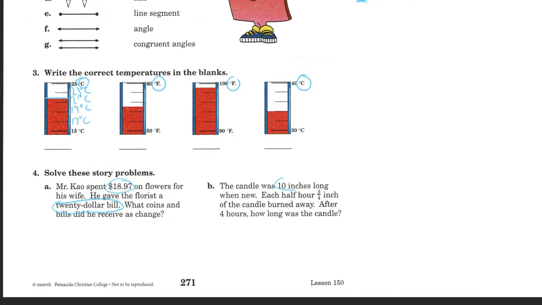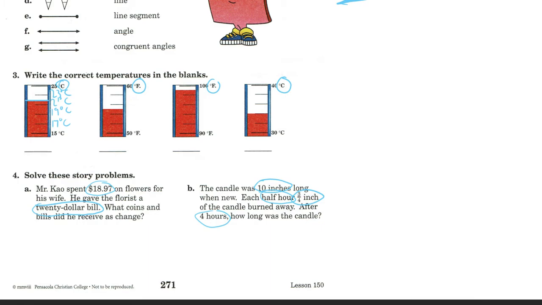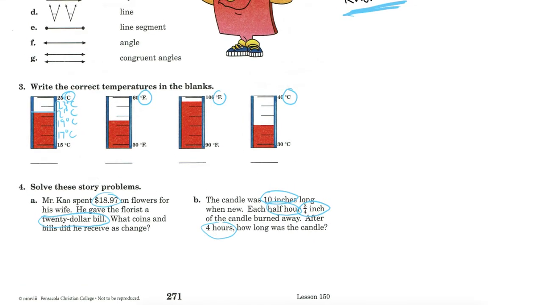The candle was 10 inches long when new. Each half hour, 3/4 inch of the candle burned away. After 4 hours, how long was the candle? So you know that for every half hour, 3/4 inch gets burned away. After 4 hours, you have to figure out how many inches that is and subtract that from how long the candle was when it was new. Okay, let's go to the next page.